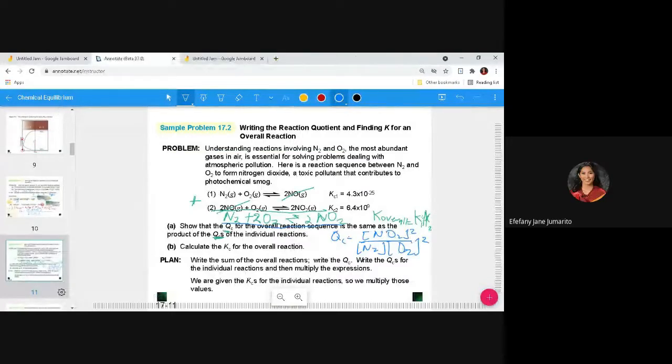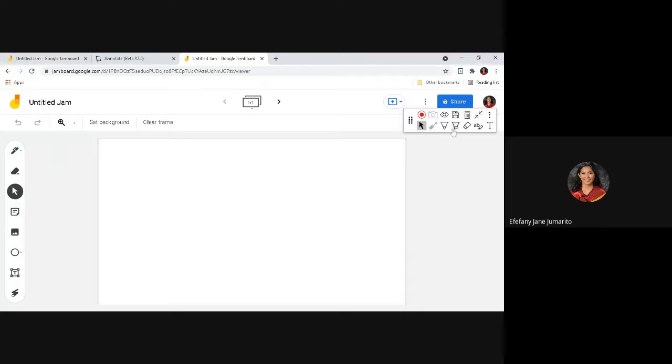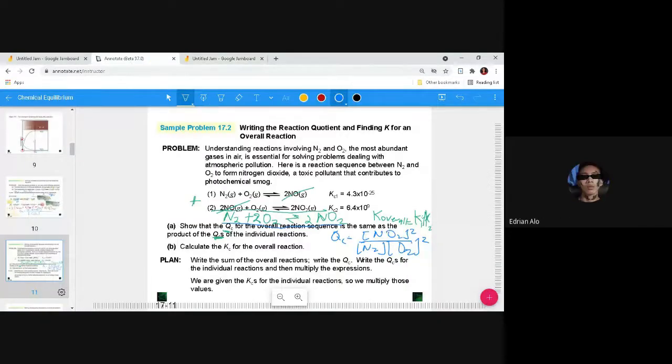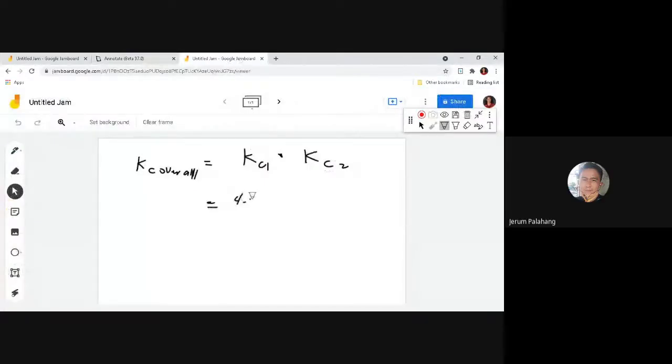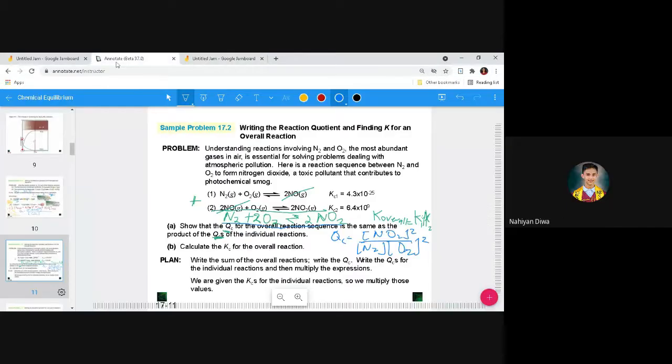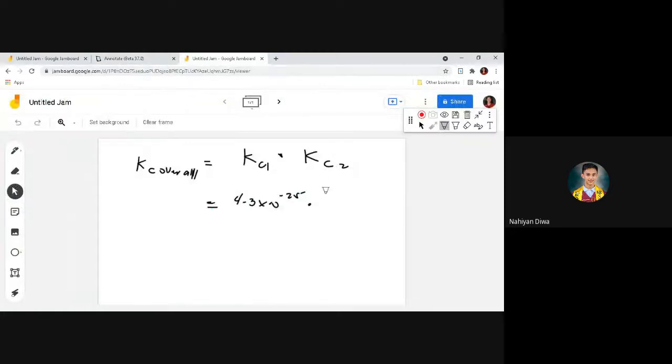Equilibrium constant, ma'am. KC overall is equal to KC1 times KC2. Okay, the value of KC1 is 4.3 times 10 raised to the power of negative 25, times 6.4 times 10 raised to the power of 9. Okay, calculate: 2.8 times 10 raised to the power of negative 15.